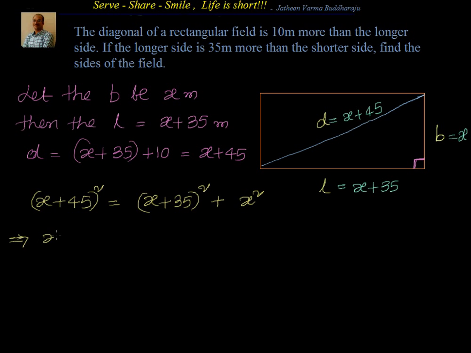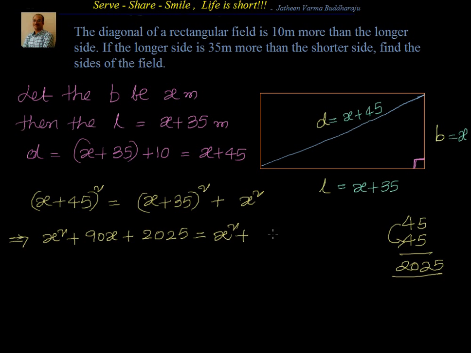Simplify that, we'll have x squared plus 2ab, that is 90x, plus b squared, which is 2025, that is 45 squared. 45 squared, you know that whenever a number ends with 5 it's pretty easy. 5 fives are 25, 4 into the next number, 4 fives are 20, so it is 2025, equal to x squared plus another x squared here plus 2ab, that is 70x, plus again 35 squared, 3 fours are 12, so I can say 1225. Now let's simplify this.